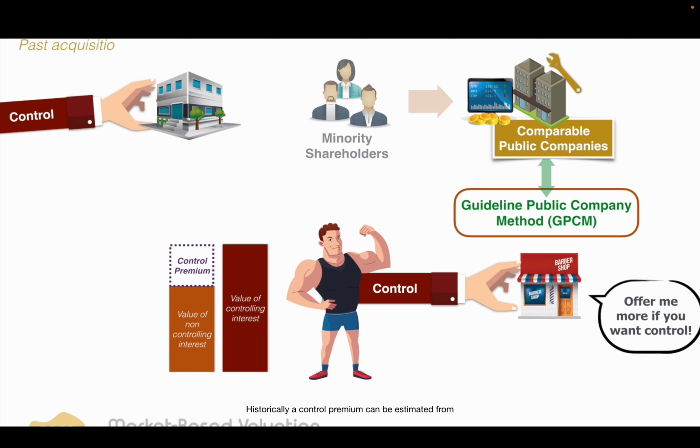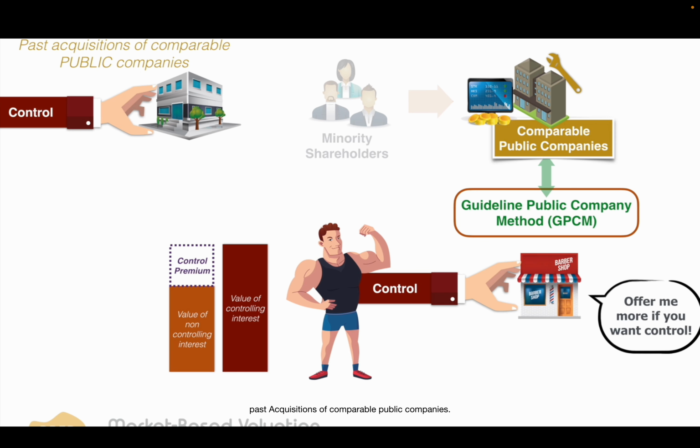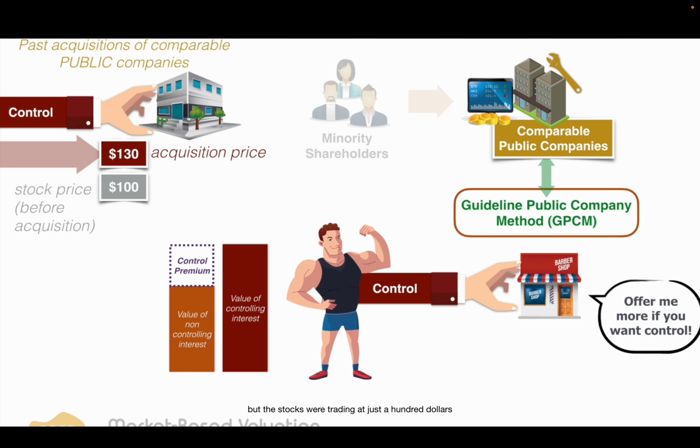Historically, a control premium can be estimated from past acquisitions of comparable public companies. For example, if there was a recent acquisition of a public company at a stock price of $130, but the stocks were trading at just $100 before the acquisition, the control premium is estimated to be 30%.